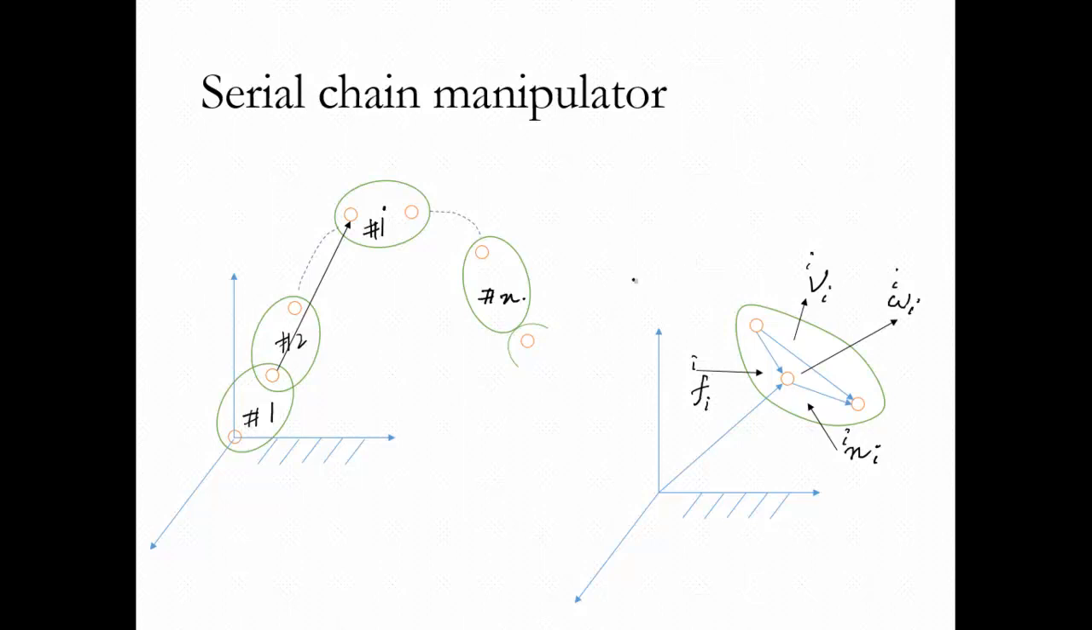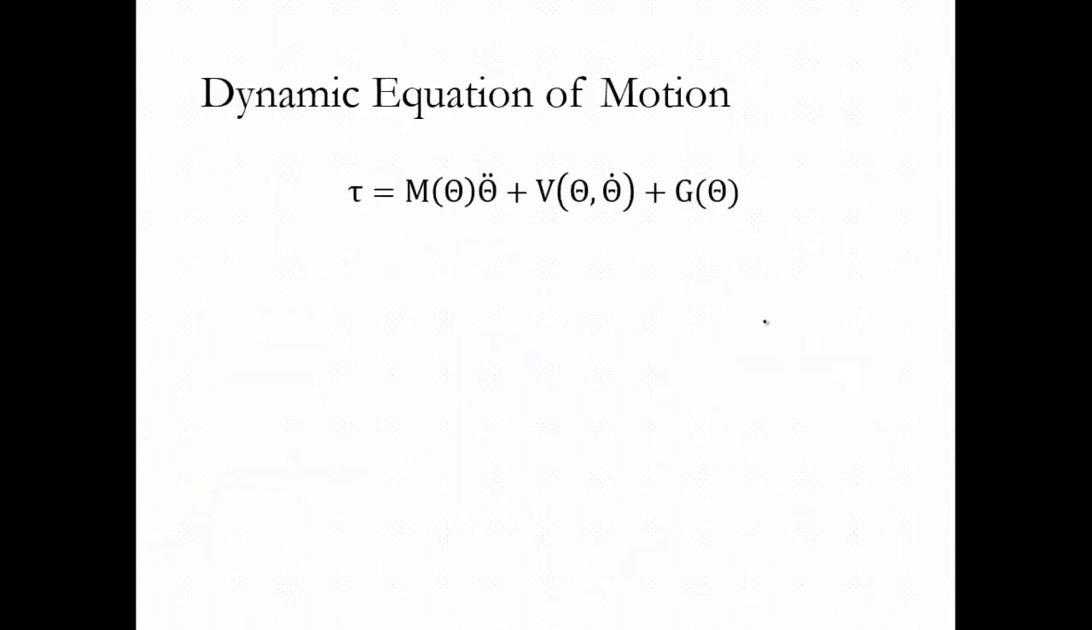In the energy based methods, we are again interested in the energy of each link, and we can sum them together. Energy would involve knowing these angular velocities and linear velocities. The dynamic equation of motion looks like this, which is also called the state space equation of the robots, because the states, in the form of theta and theta dot, are embedded here.